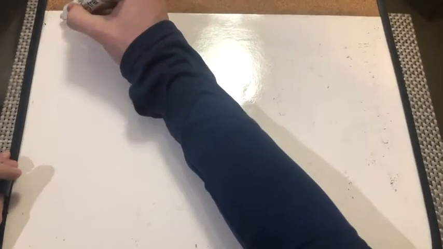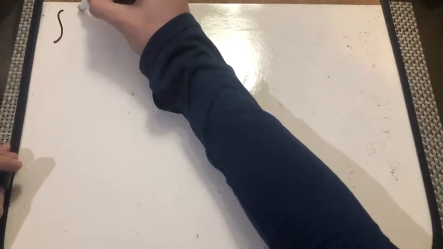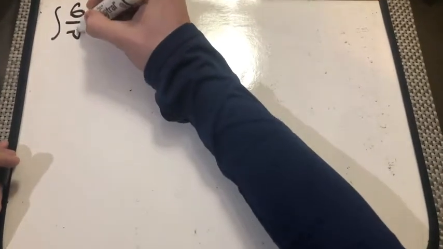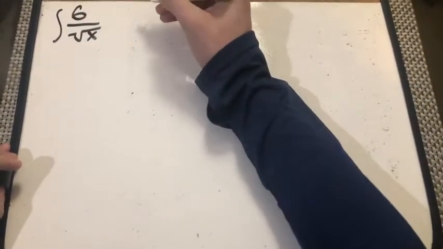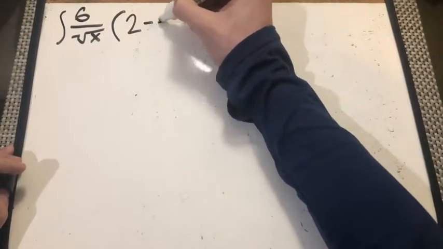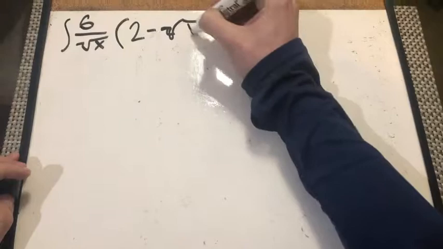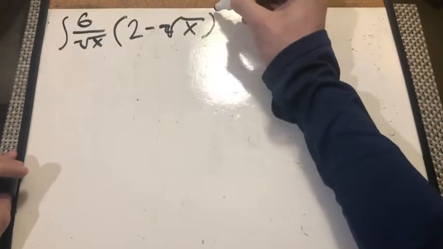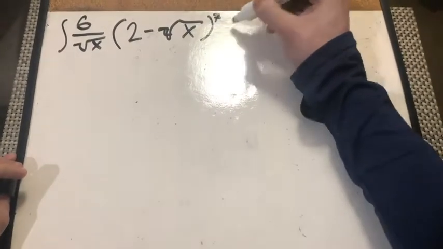Hi everyone, I'm Arturo Lizondo, and today I'm going to be showing you how to do an integral problem with the type u to the n du. The problem is going to be 6 over square root of x, parentheses, 2 minus square root of x to the power of 7 dx.